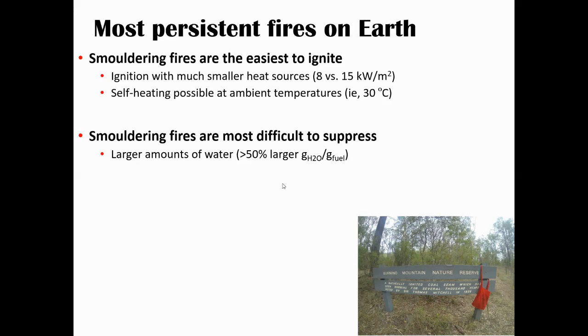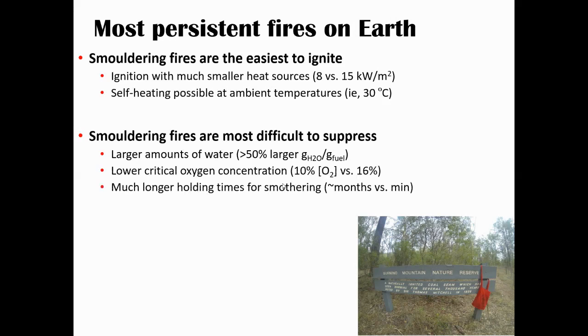They need about 50% more water than flaming per unit mass of fuel that is burning. And they need the oxygen concentration to be much lower to reach that criticality where there is not enough oxygen for the oxidation to continue sustaining. In flaming, when we are below 16% oxygen concentration, the process stops. It's not sustaining, whereas in smoldering we can go down to 10% and sometimes even lower than 10%, and the process will continue.